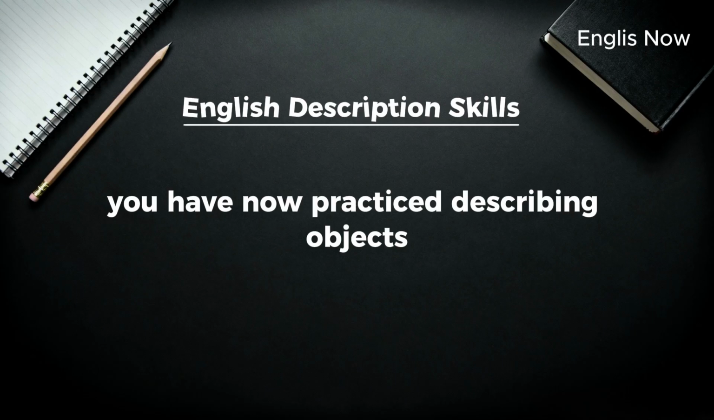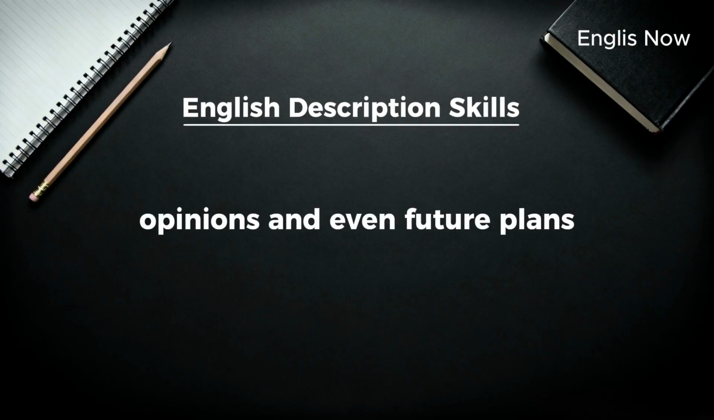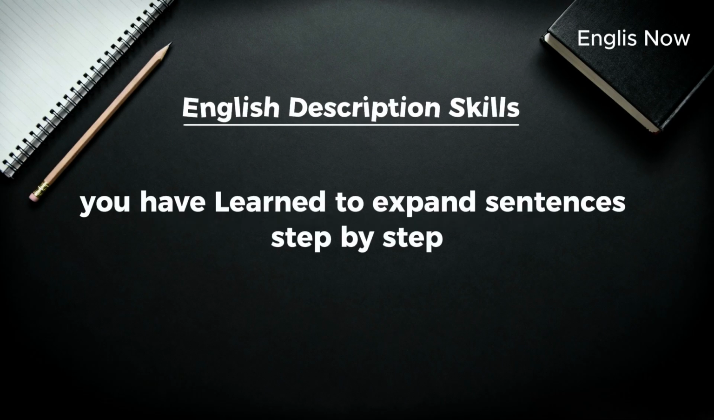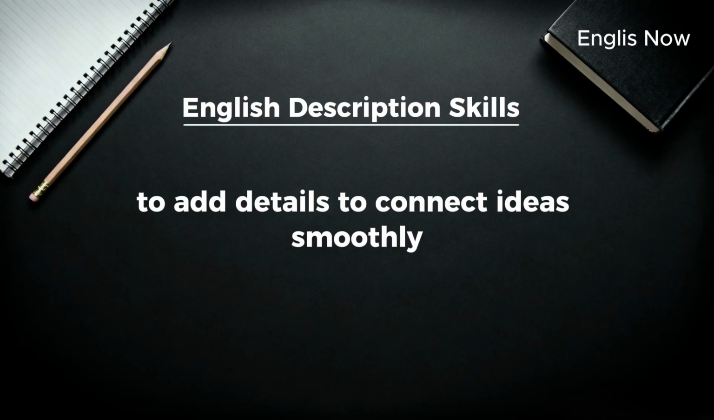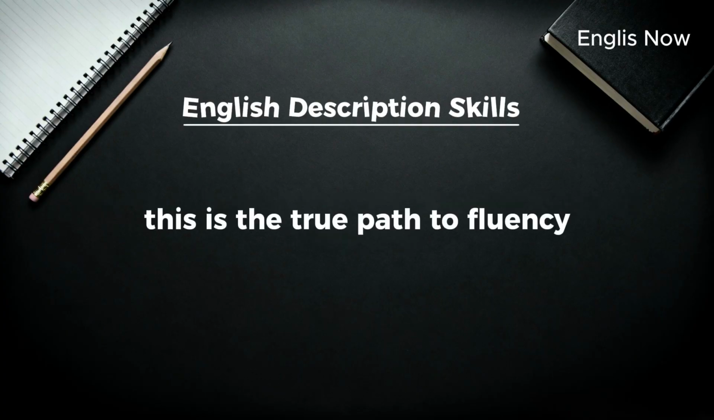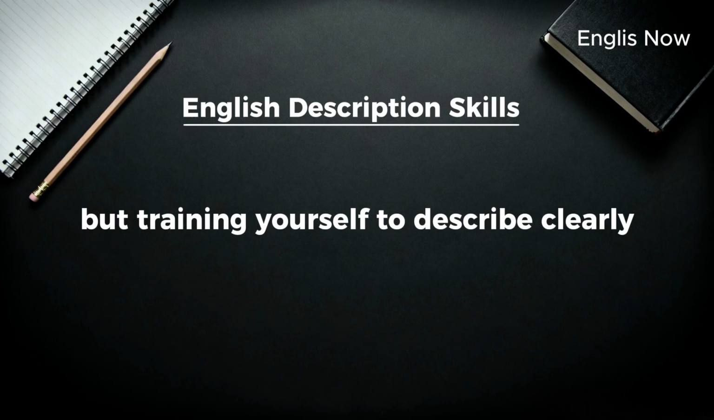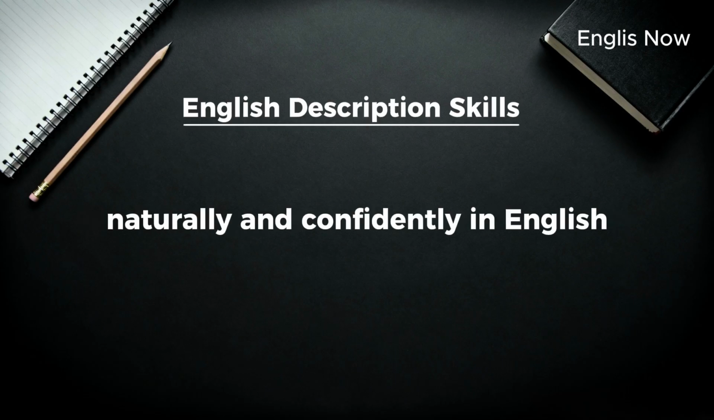You have now practiced describing objects, people, places, actions, emotions, memories, opinions, and even future plans. You have learned to expand sentences step by step, to add details, to connect ideas smoothly, and to keep your words flowing without stopping. This is the true path to fluency, not rushing to speak fast, but training yourself to describe clearly, naturally, and confidently in English.